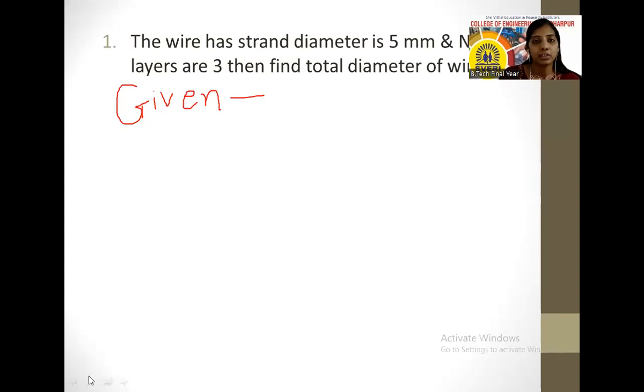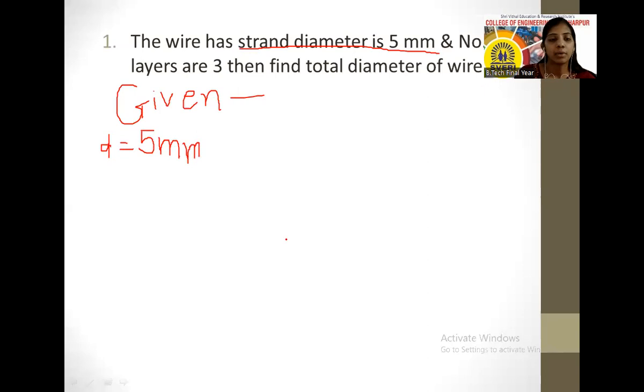First of all, write all the given quantities. So strand diameter is nothing but small d. Small d is 5 mm. Then next, what is given? The number of layers. The number of layers can be denoted by x. x is equal to 3. Then we have to find the total diameter of the wire.